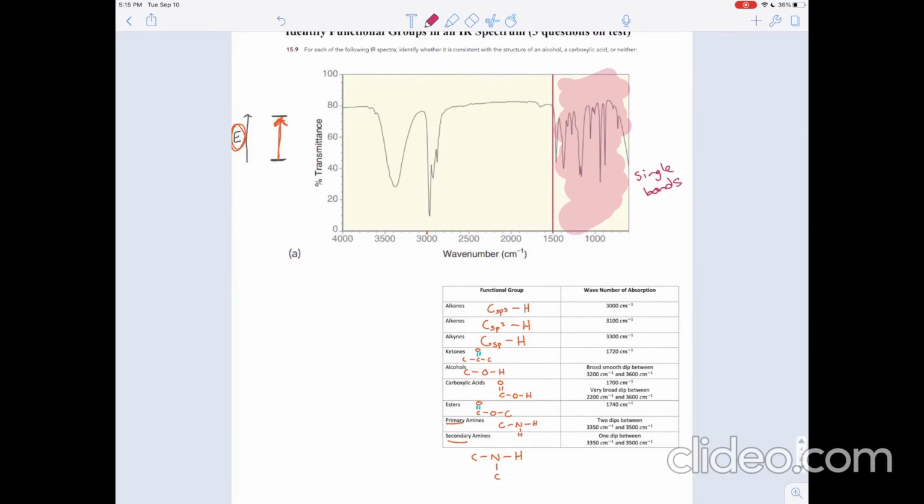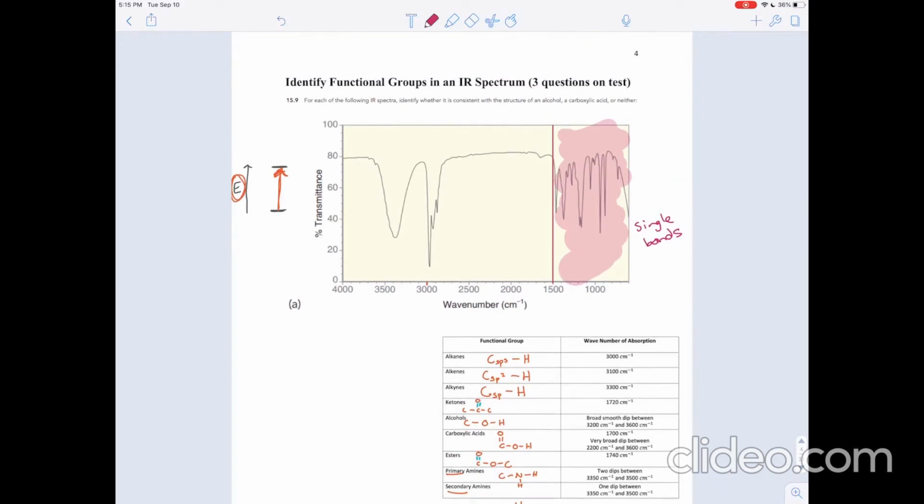Now, molecules have lots of single bonds, and so this area gets really crazy. The signals merge. It's very hard to read, but it is unique to every molecule, so it's called the fingerprint region. So that just represents all of the single bonds in the molecule.